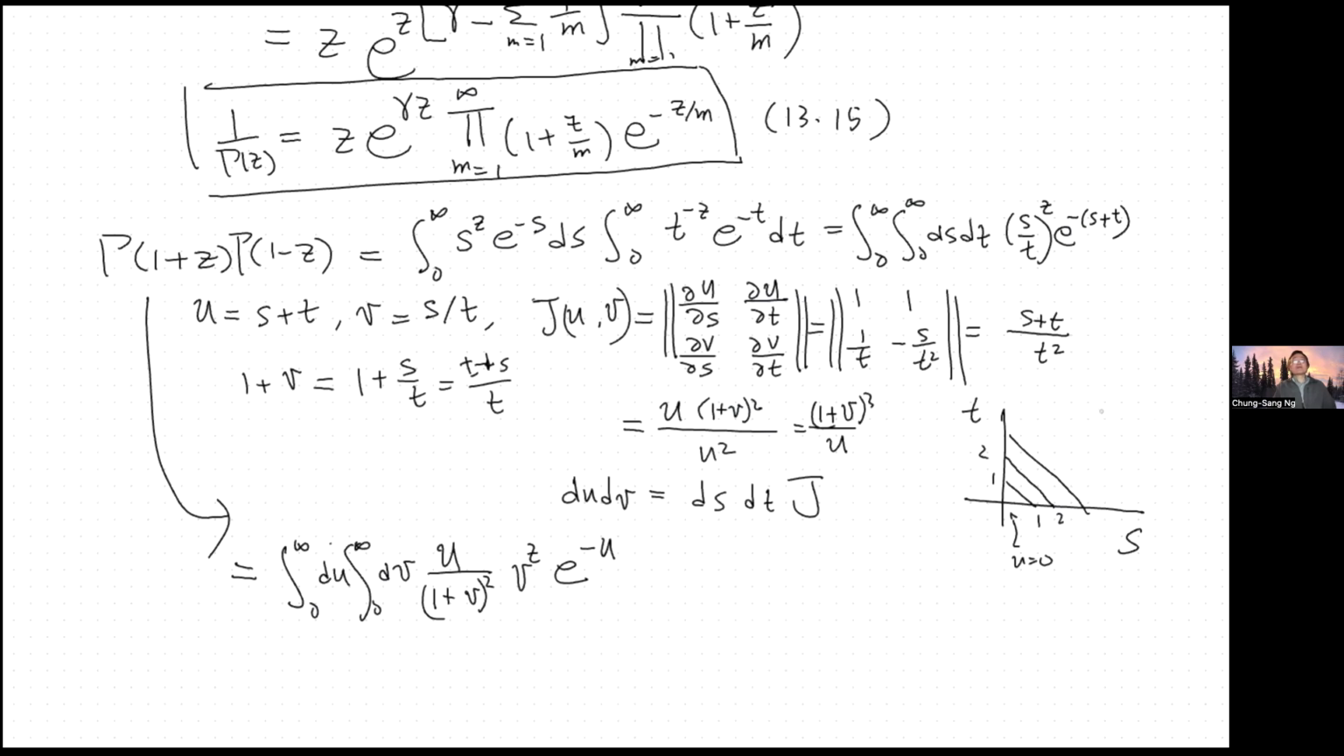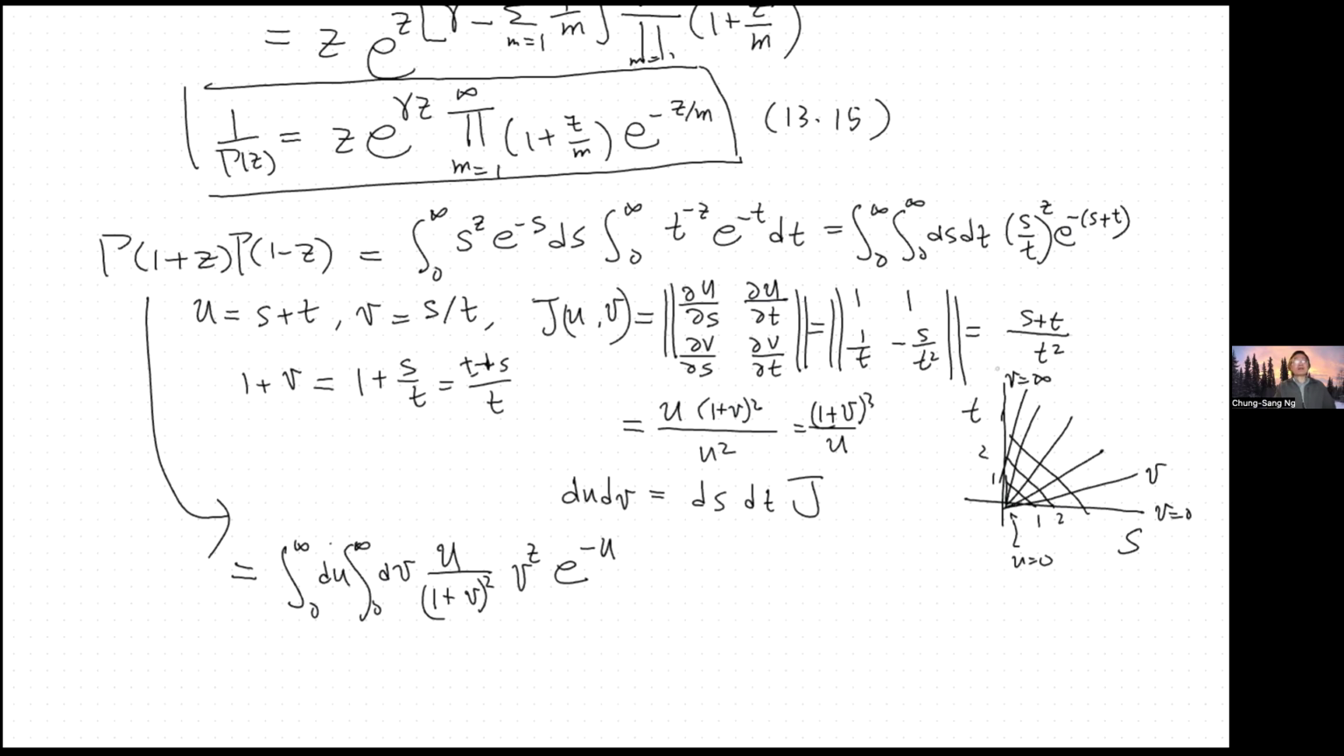The ratio s over t is all these rays going out from the origin, right? On all of these, v is constant. Obviously, v is zero at this point, and then the vertical line is v equals infinity, right? So altogether u goes from zero to infinity, and you have all these diagonal lines and all these rays coming from the horizontal line to the vertical line, with v from zero to infinity.